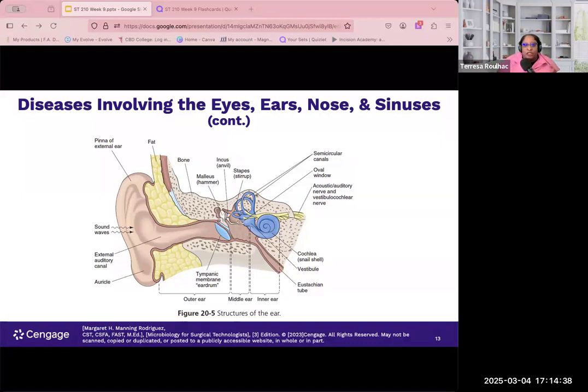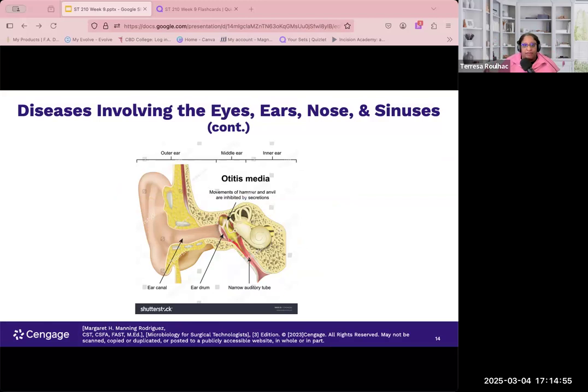But middle ear infections often are caused by bacteria, including Staphylococcus aureus and Streptococcus pneumoniae. I feel like these same viruses and bacteria affect a lot of different things. We have otitis media, an infection of the middle ear, usually caused by viruses or Streptococcus pneumoniae. It causes inflammation of the actual tympanic membrane. That's your eardrum.